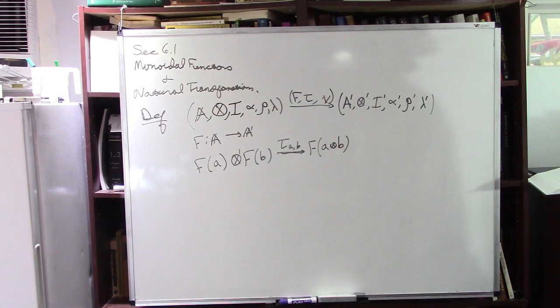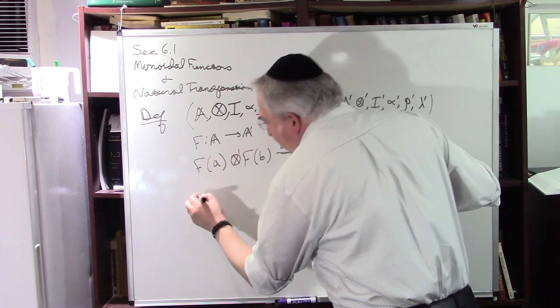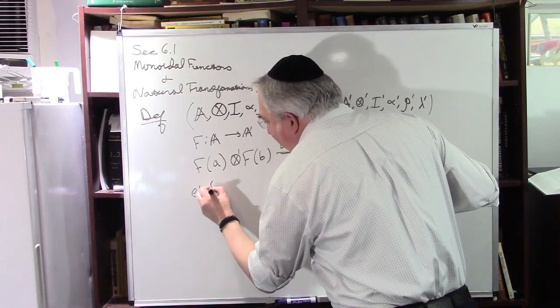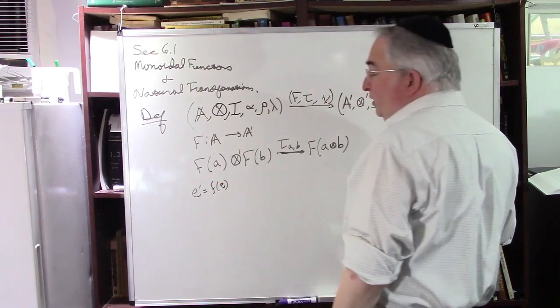The other thing is called a unital funnel, and it goes as follows. Let's do the category. Remember we had e prime is equal to f of e. So we're going to want something along that line.